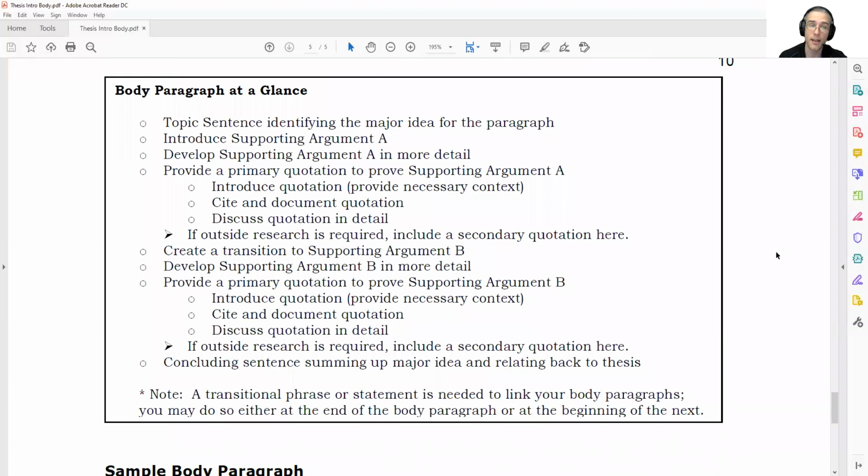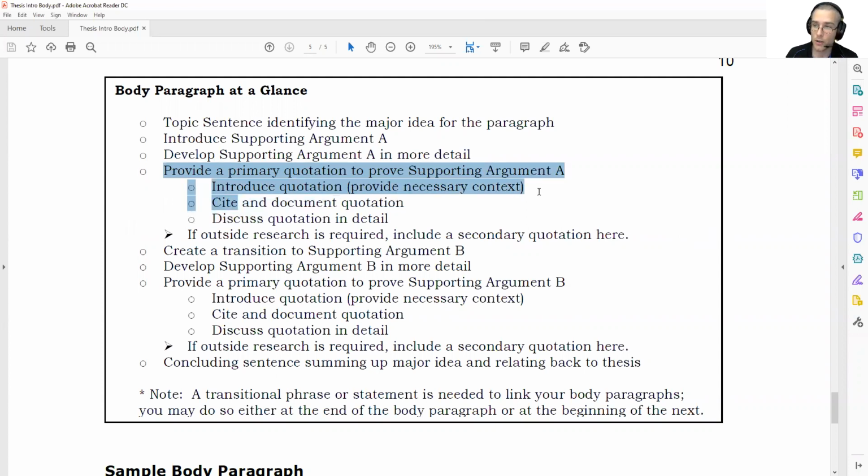The body paragraph at a glance, a breakdown of what a body paragraph should look like. You have your topic sentence identifying the major idea for the paragraph. You introduce your supporting argument A. So you make a kind of claim or an observation about the story. This observation is something that helps you to prove the main idea or to show the main idea in the topic sentence. You then develop the supporting argument in more detail. So you explain anything that you need. Then you provide a primary quotation to prove supporting argument A.